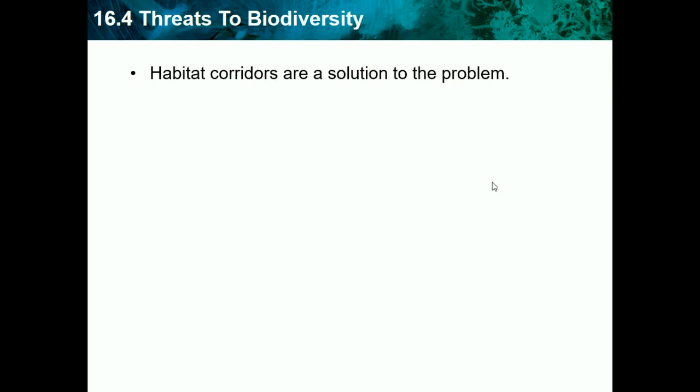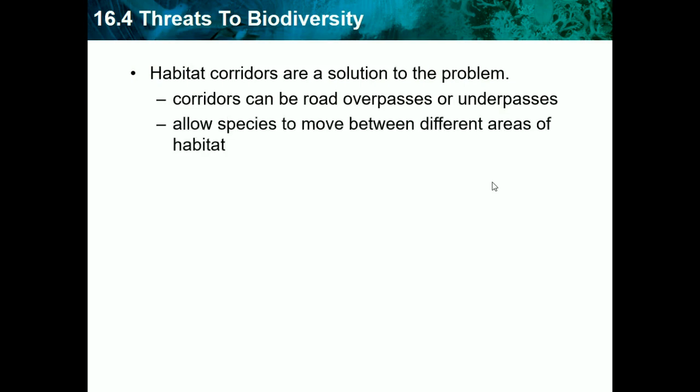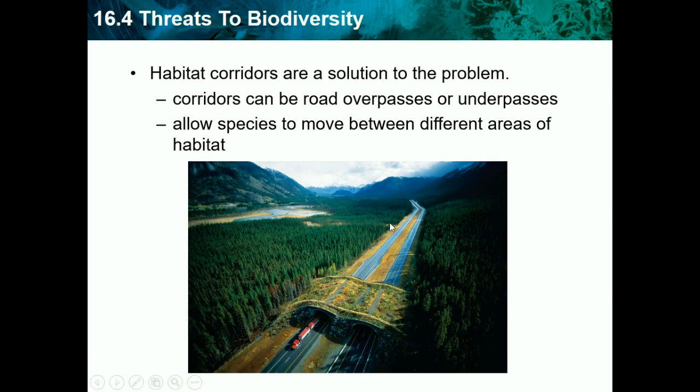Habitat corridors are a solution to the problem. Corridors can be road overpasses or underpasses, and they basically let the animals cross over and access all of their biome. So they allow species to move between different areas of their habitat. And a habitat is basically just where animals live.